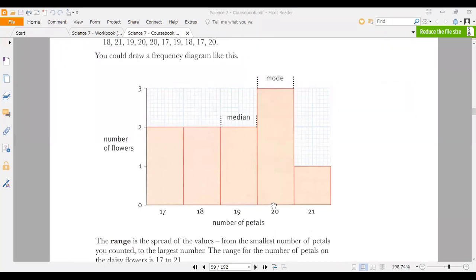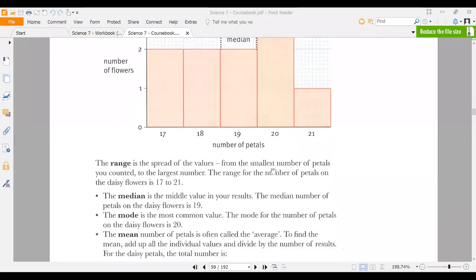This graph shows the frequency of... So, can you read it? By the given value, Hanoile? The flowers with the number of petals 20 were 3. Very good. So from the collected daisy flowers, 3 of them do have 20 petals, okay? So that is the most common value.